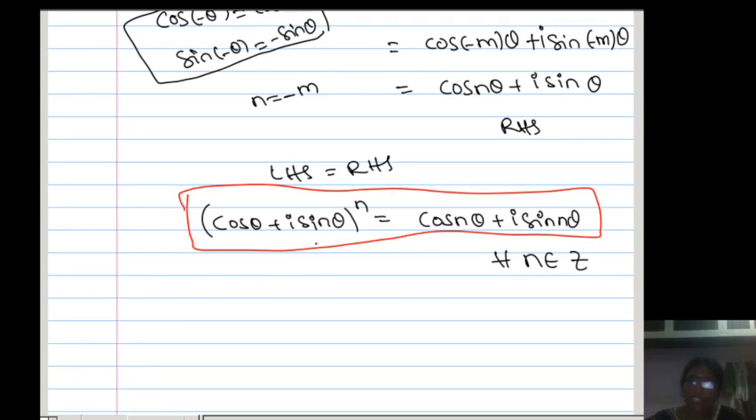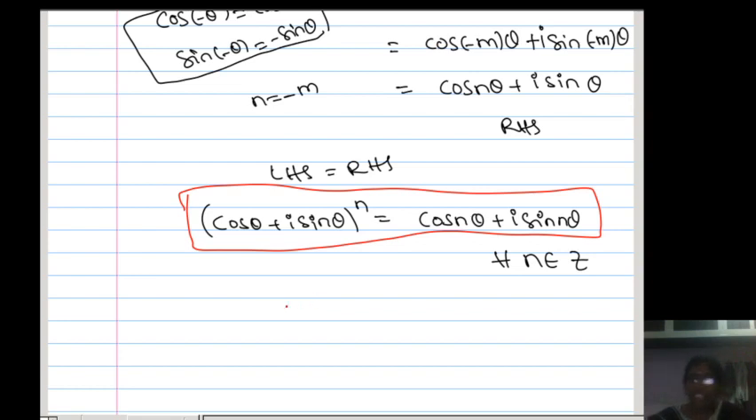So cos theta plus i sin theta whole power n is equal to cos n theta plus i sin n theta for all n belongs to Z. Where Z is what? Positive integers, that is positive numbers including 0, and negative numbers. We proved this by using three cases. In the first case we proved it for positive integers by using the principle of mathematical induction. In the second case, n equal to 0, we proved it directly. In the third case, n is a negative number, and we again used the concept of the first case. So this is the proof of De Moivre's theorem for integral index.